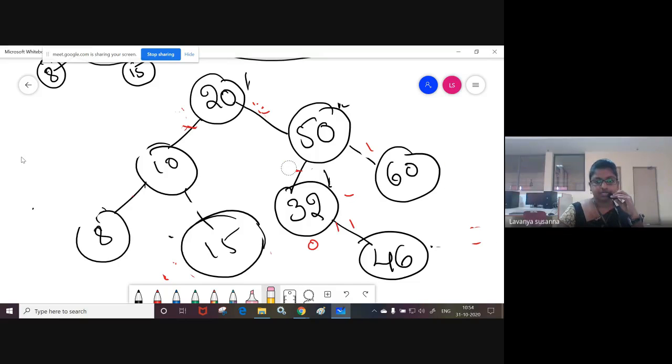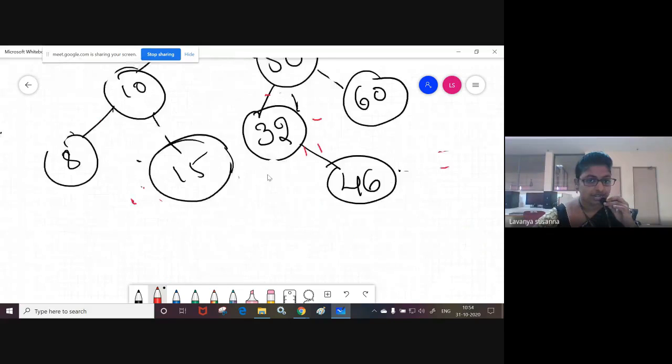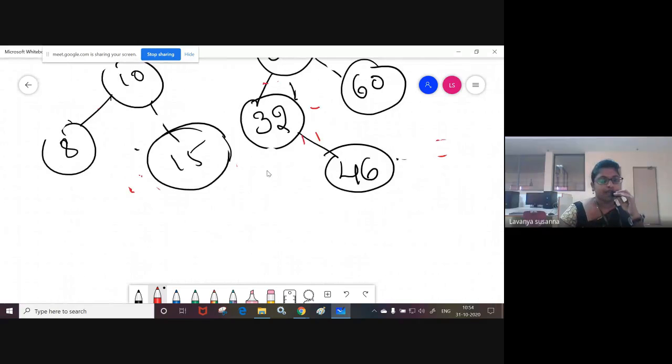Where is 11 inserted? Compare with the root node. 11 is less than 20, which means you need to come to the left child. There is element 10. 11 is greater than 10, so you need to come to the right subtree. In the right subtree there is 15. Compare 11 with 15. 11 is less than 15, so it goes as the left child.